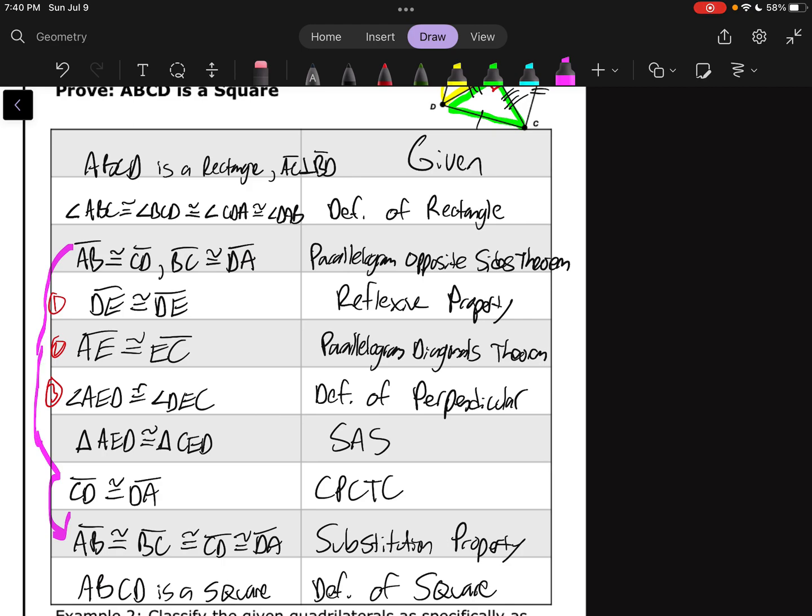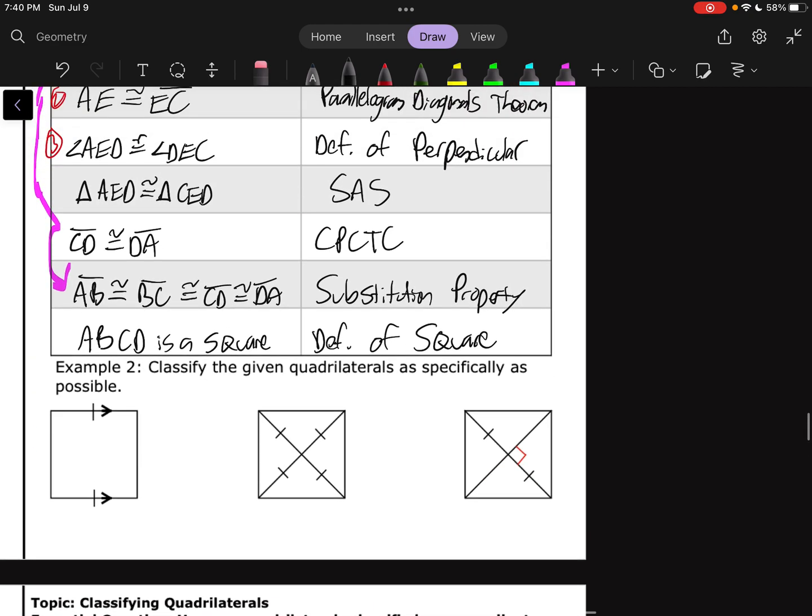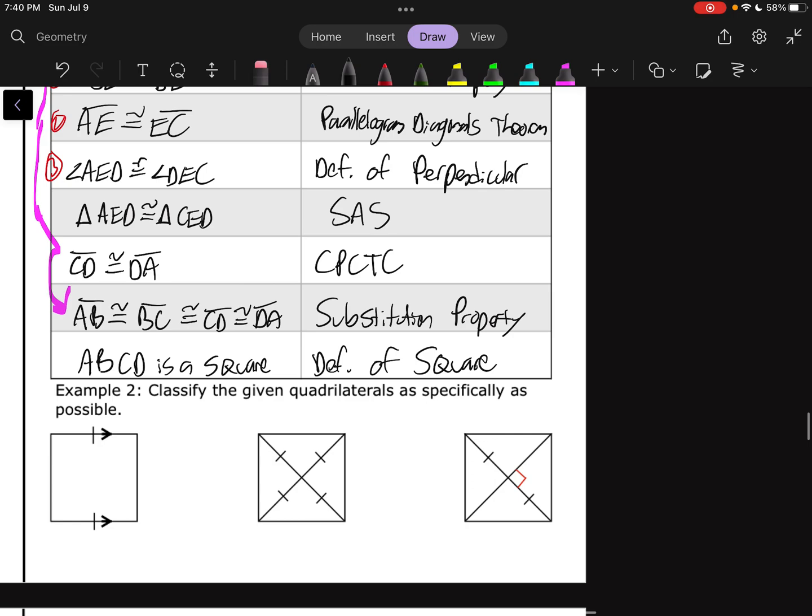Okay. What else do we have going on down here? Classify the given quadrilaterals as specifically as possible. Oh, I don't have the right pictures on here for my screen. Which ones did you guys have? You had some different looking ones.